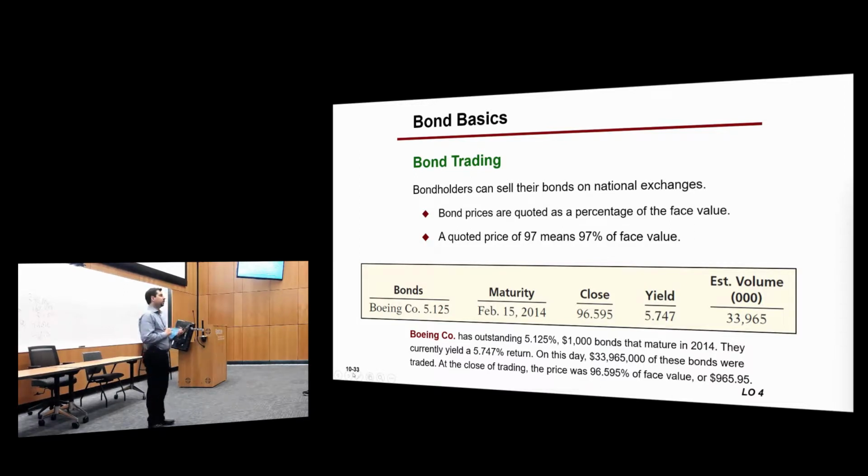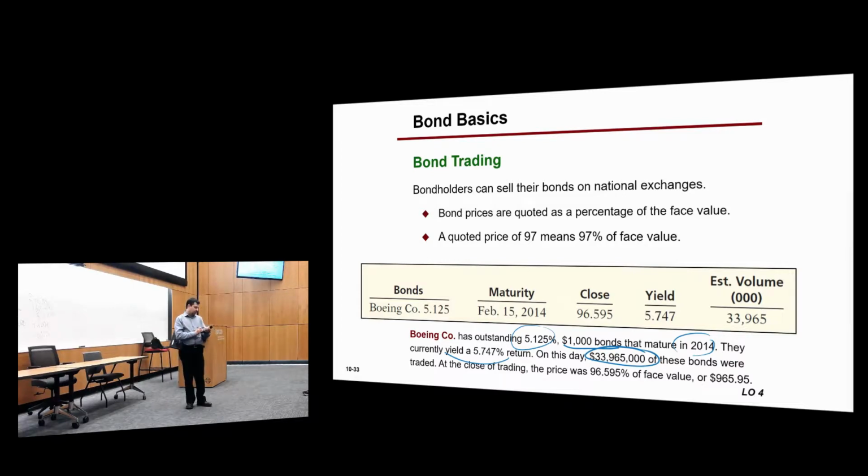So, for example, the way it says here, this is outstanding 5.125%. You have $1,000 bonds, that's the face value of the bond. They matured in 2014. Okay? You have the yield, and then on this day, this is the volume traded. This is the volume of bonds that were traded on that day.